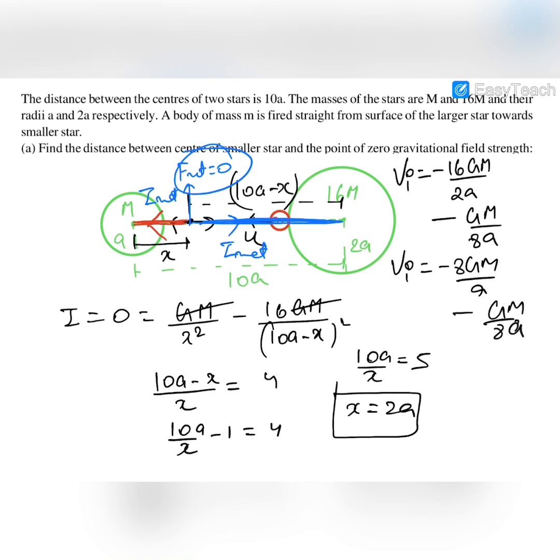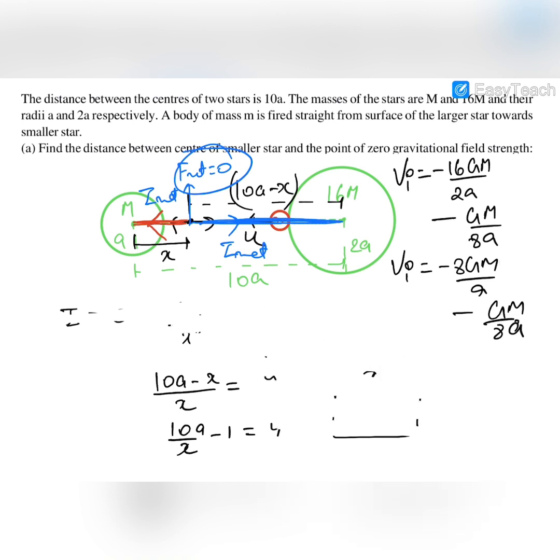This is the initial potential at this point. Now we know that the final potential is the potential at the neutral point, and the neutral point is situated at a distance of 2a from the center of the smaller star and at a distance of 8a from the center of the bigger star.